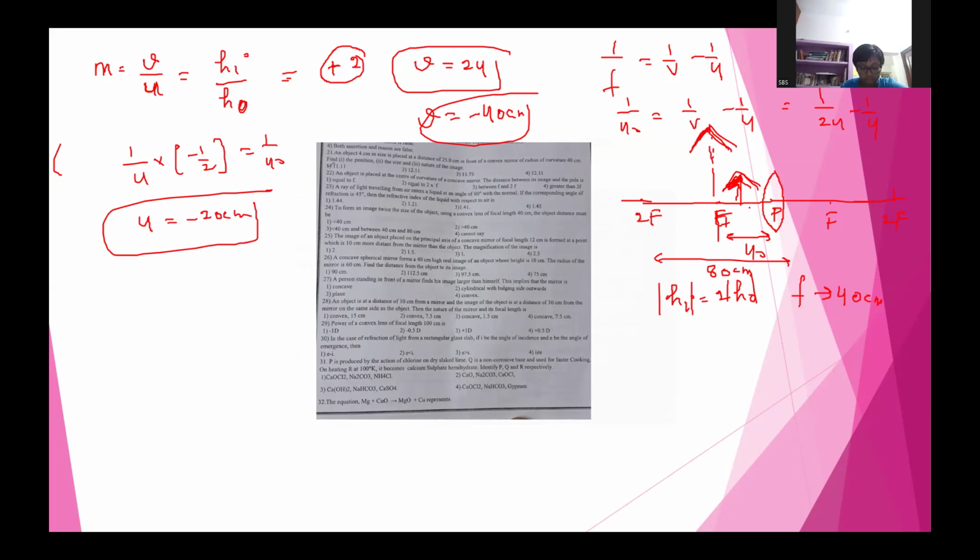Understood? This is when the image is twice the size. The image is larger than the object, so the object is in between pole and the focus, less than 40 centimeter. Your option C is correct. And if the object is between 40 and 80, between F and C, then the image will be beyond C.